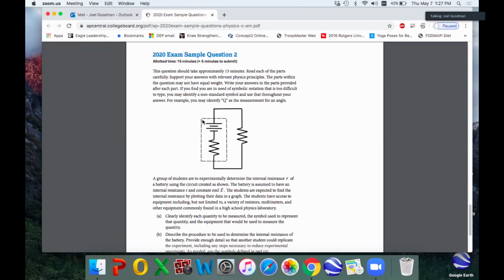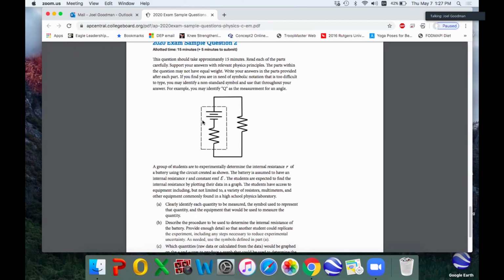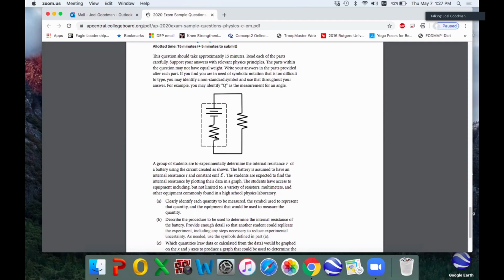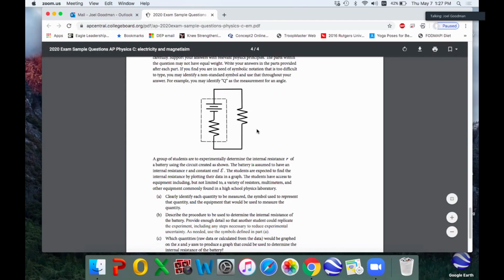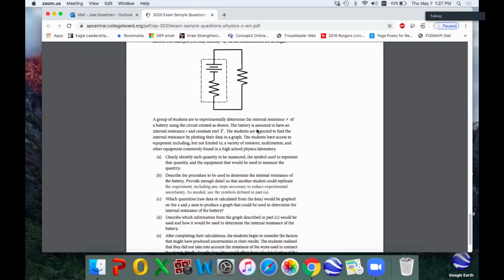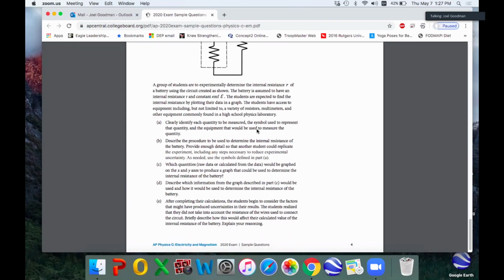But enough beating up on the AP exam. Let's get to this one here. Did you recognize this? This is something you should have felt comfortable with. Yeah. We did stuff like this, finding the internal resistance, right? Do you need a moment to read this? Okay, I'll let you just read it for a couple of minutes. Just read that. Tell me what you think. I'll be right back, okay?